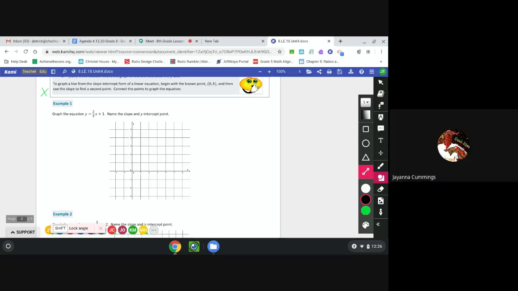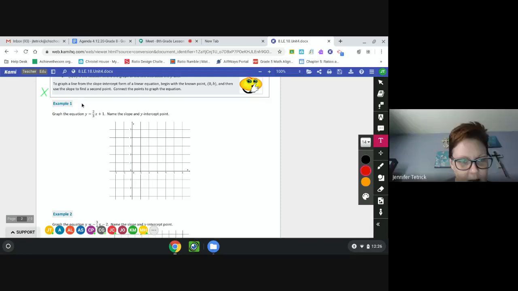To graph a line from the slope-intercept form of a linear equation, begin with the known point (0, b), and then use the slope to find the second point. Connect the points to graph the equation. Yeah, thank you very much.